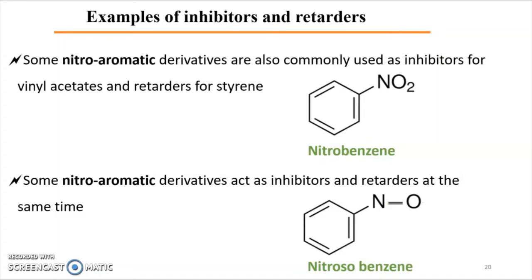So there is no universal inhibitor or universal retarder. We should always consider the inhibitor or retarder and monomer couples, the combination of both.